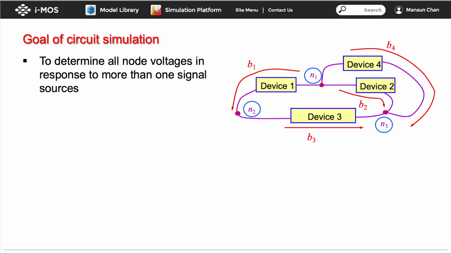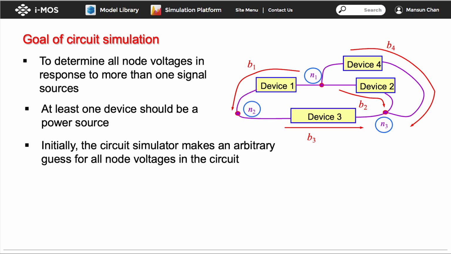For a meaningful circuit, at least one device in the circuit must function as a power source. Otherwise, the simulation would yield a trivial solution where all node voltages are zero. So, how does the simulator tackle this problem? Initially, it makes an arbitrary guess for the values of all node voltages. But how can we verify if these guesses are correct?